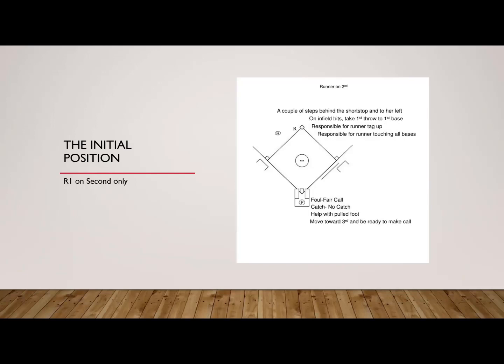Runner on second only. Linda, how do you handle when there's a runner on second only? When I have a runner on second base, you are to the left shoulder of the shortstop, and I try to stay anywhere from 3 to 4 feet behind the shortstop to make sure I will not interfere with the shortstop attempting to make a play.